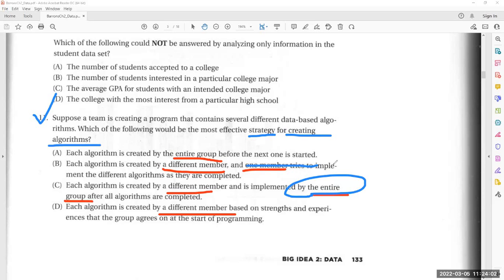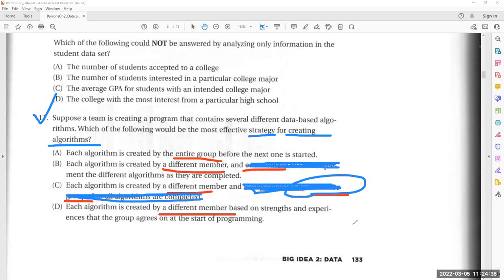Implementation has nothing to do with the creation of the algorithm. Implementation is when you've got an algorithm and you try to do the coding. So whether you have 1 person, 10 people, 1,000 people, or 300 girls doing the implementation, nothing will matter about the creation of the algorithm. Is that okay? Okay.